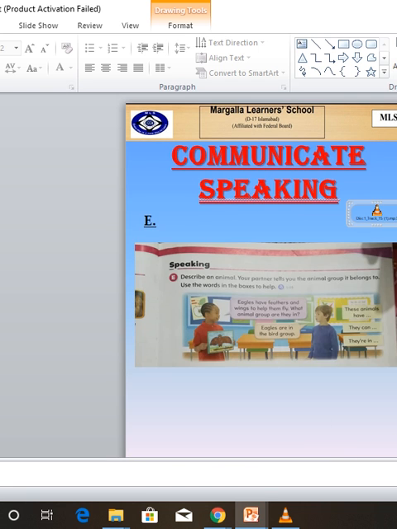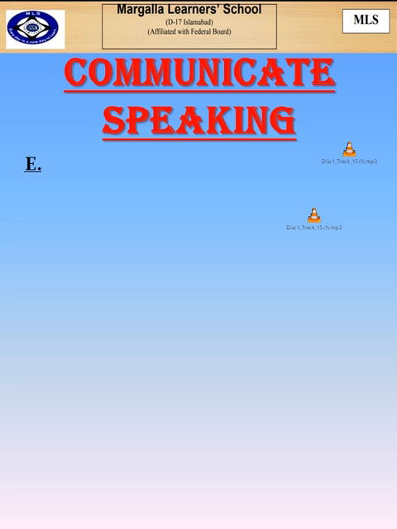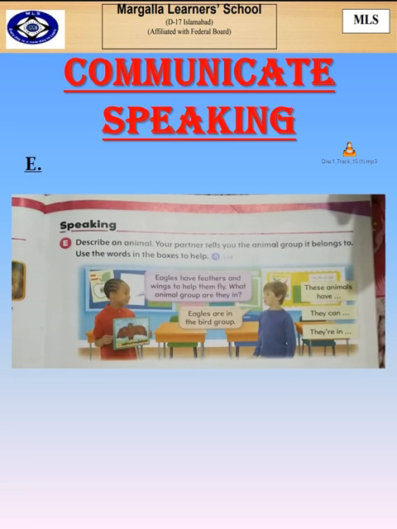Page 23. Communicate. Speaking. E. Describe an animal. Your partner tells you the animal group it belongs to. Use the words in the boxes to help. Eagles have feathers and wings to help them fly. What animal group are they in? Eagles are in the bird group.